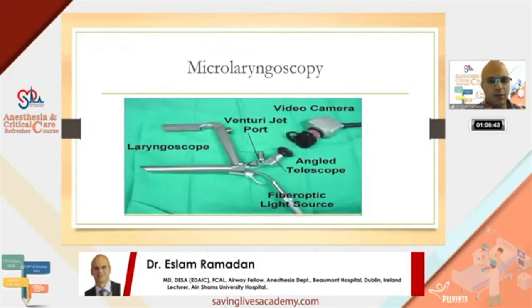This is what we call the microlaryngoscopy set. This is the anterior commissure laryngoscope. You can see here the support for supraglottic jet ventilation. This is the fiber optic light source and camera, if you want a video camera here. And from this one, you can start suspending the larynx.